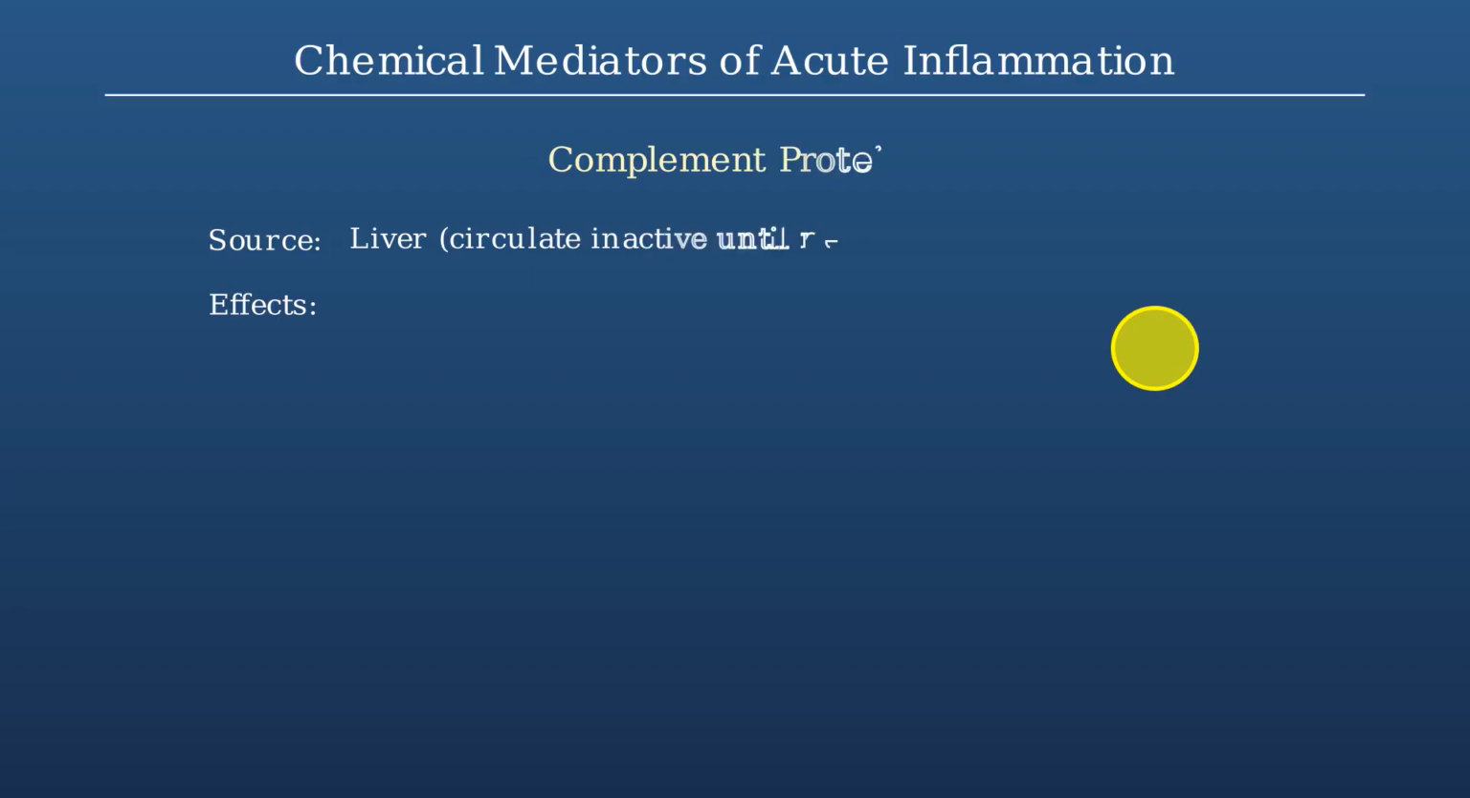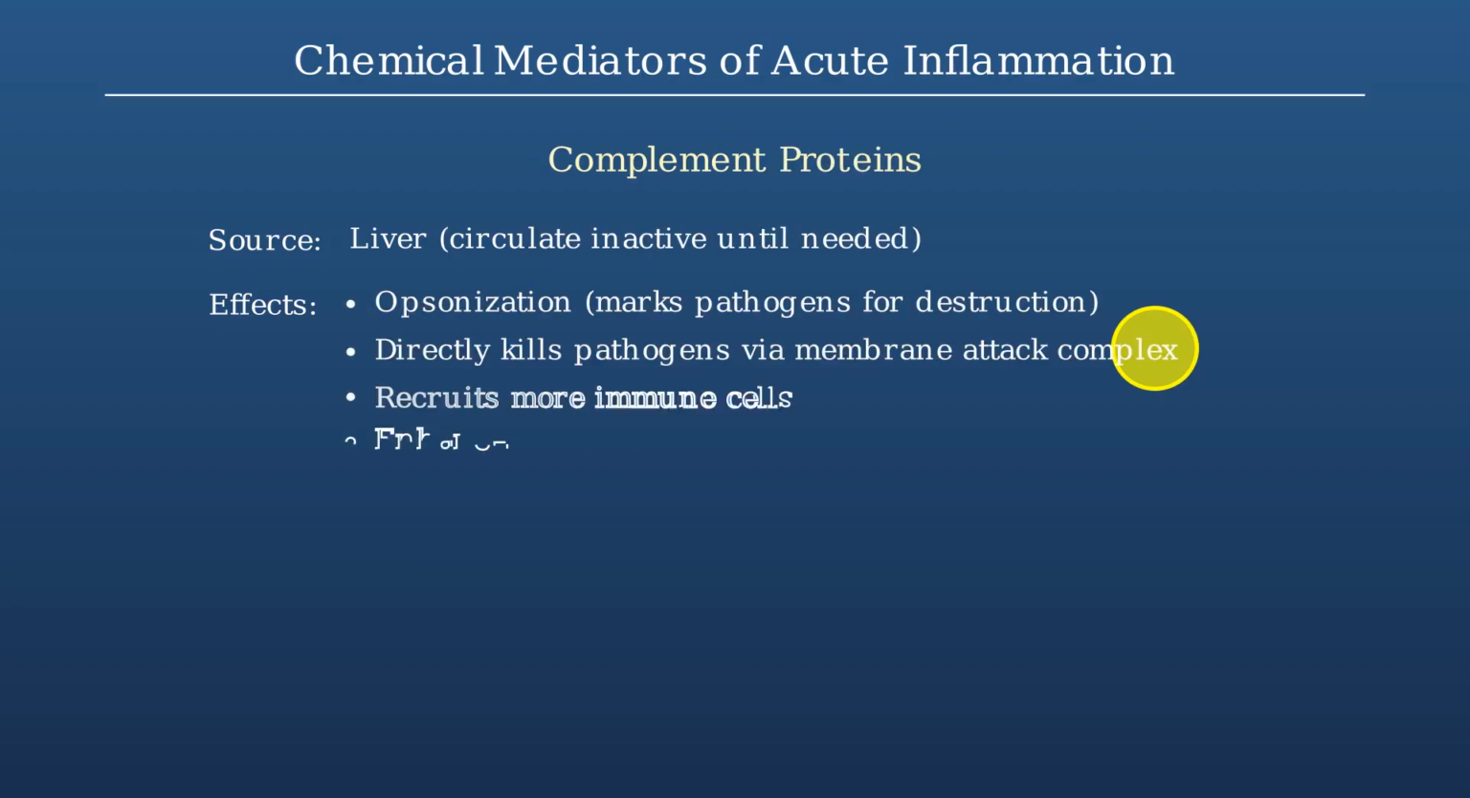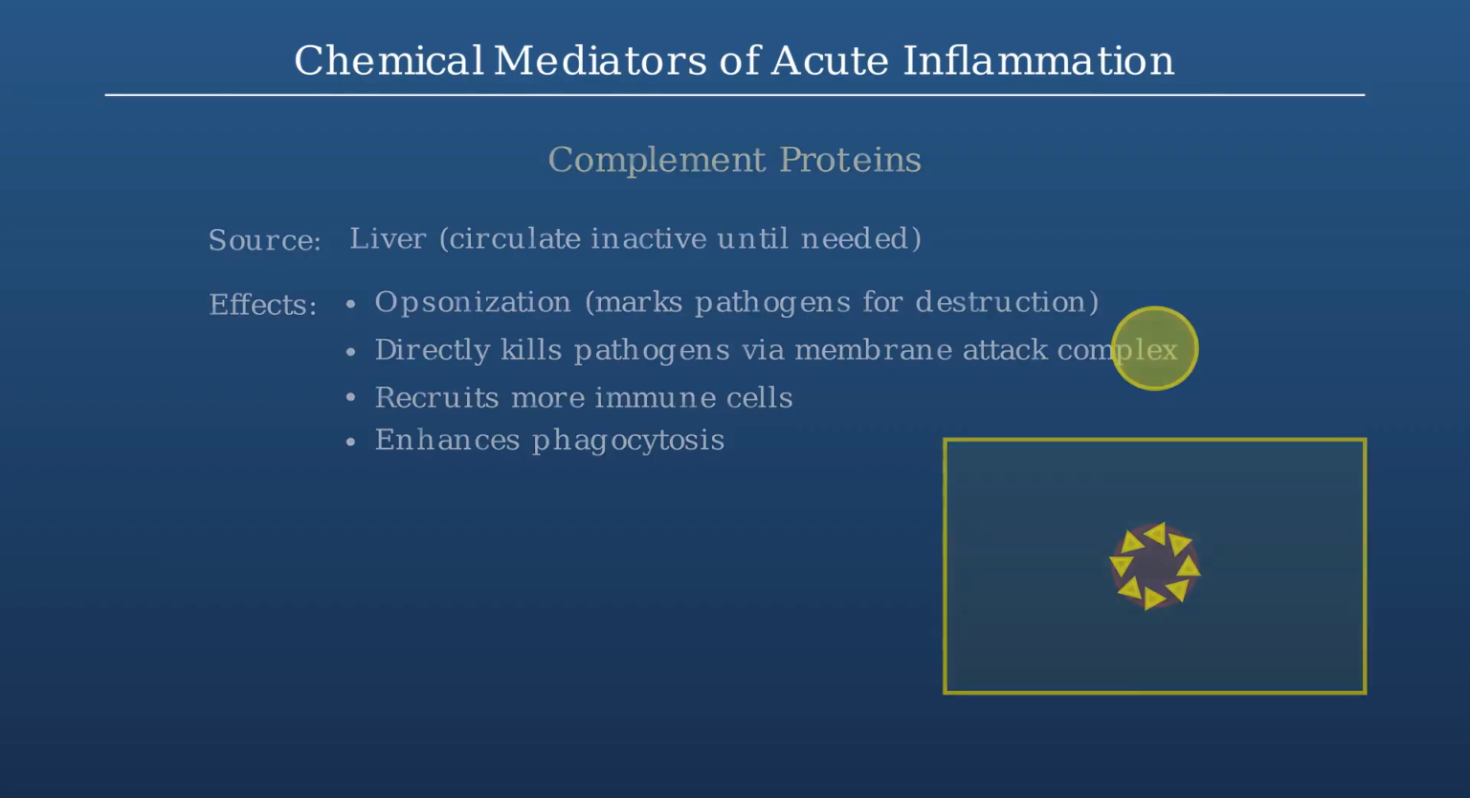Complement proteins form a system of over 30 proteins that enhance pathogen clearance. They mark pathogens for destruction through opsonization, form membrane attack complexes to directly kill pathogens, and recruit additional immune cells.